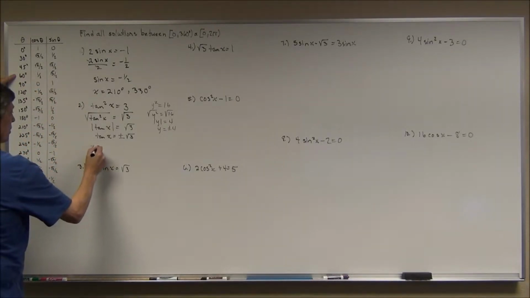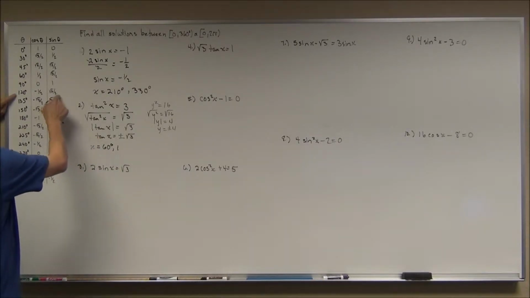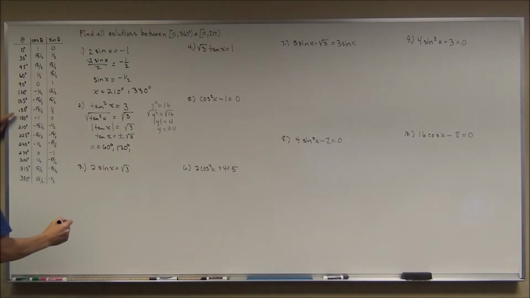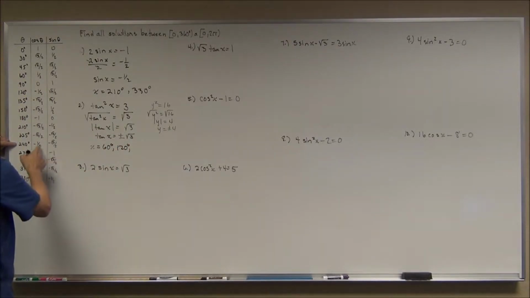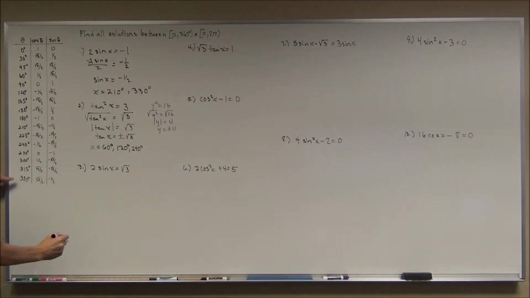So this is going to occur at 60 degrees, 120 degrees, because I'll just get a negative square root of 3 over 2. Drop down here to 240, I'll get a positive square root of 3 over 2. And then all the way down to, where's that, 300.